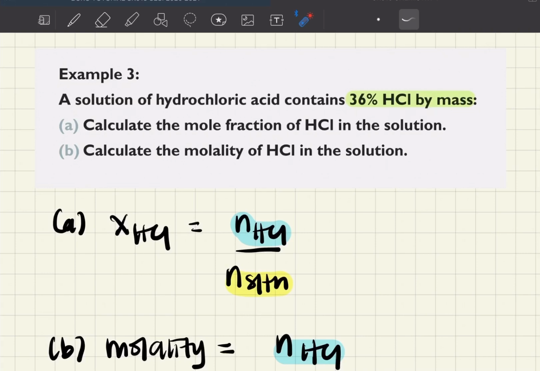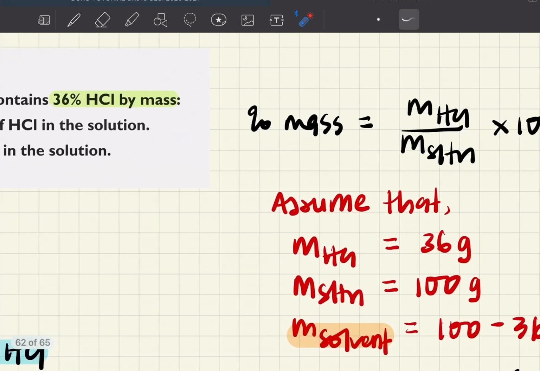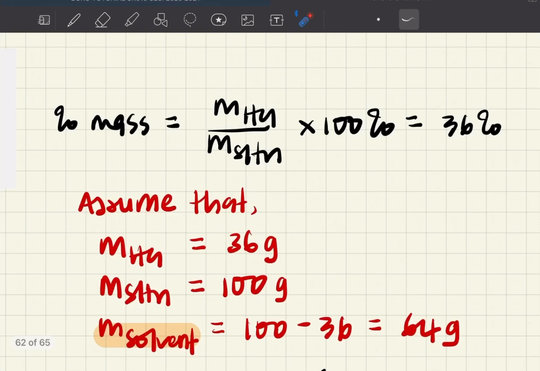You will assume, okay? So you will be using assumption method again. Alright? So guys, ingat ini penting. Assume that the mass of HCl will be 36 grams since the percentage by mass of HCl is 36%. So the mass of solution is 100 grams. So the mass of solvent will be the subtraction between those two, you get 64 grams.